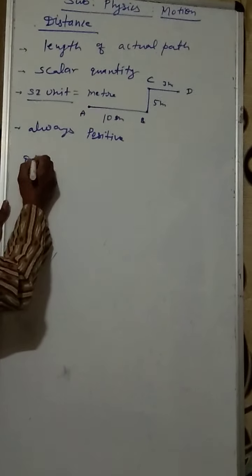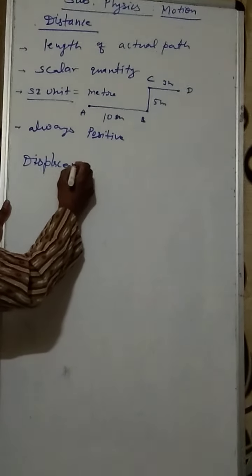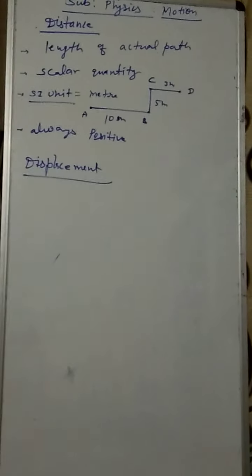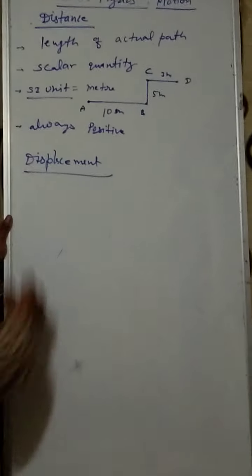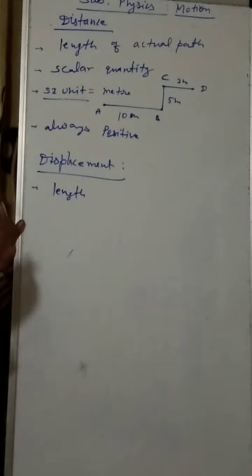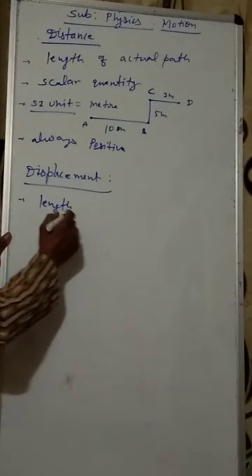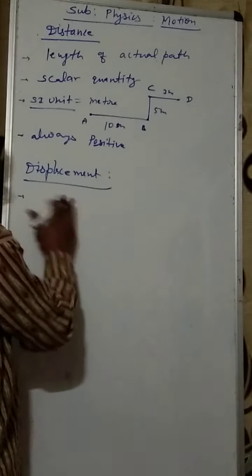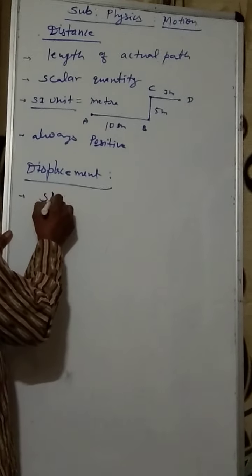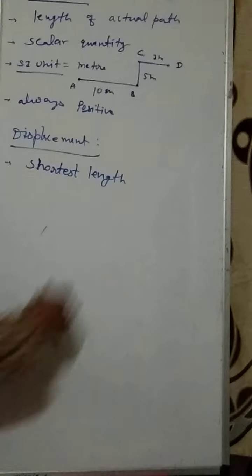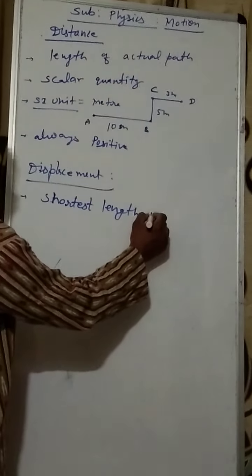Next, the displacement. Displacement is what? Listen. Displacement is also a length. It is also a length traveled by an object, but it is the shortest length. Again I am telling, which type of length? Shortest. Shortest length in a straight line.